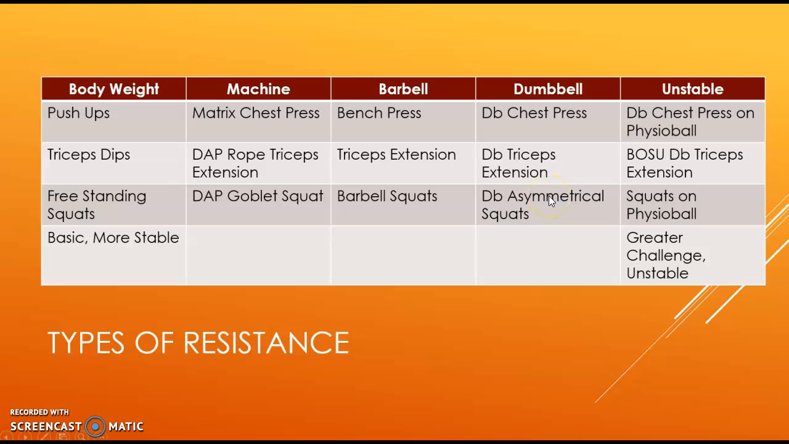Asymmetrical dumbbell squats where you have a dumbbell on one shoulder, or even a barbell if you like. Plain old barbell squats, goblet squat, all right? Tricep extension versus tricep extension with dual action pulley, to where you're doing dumbbell tricep extension, to lying on a Bosu and doing dumbbell tricep extension. So the idea is, on the left-hand side, these are more basic, more stable, and in essence, in general, safer. Over here, you have a greater challenge, a higher degree of difficulty, and they're more unstable.